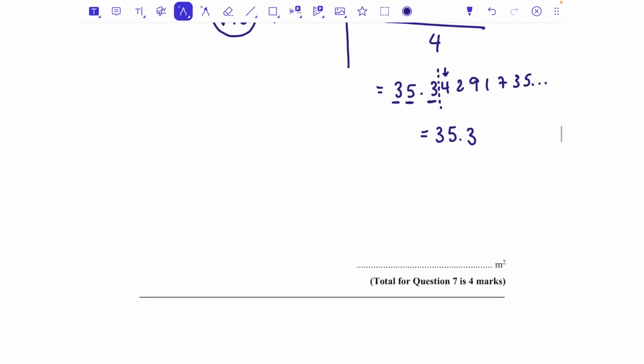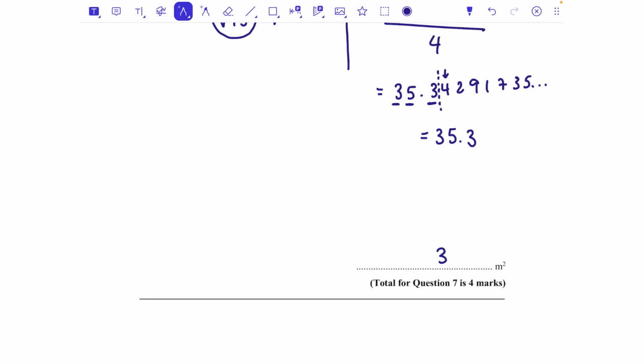And the units are normally on the answer line. Yeah, they are indeed meters squared, 35.3. So well done if you got that.